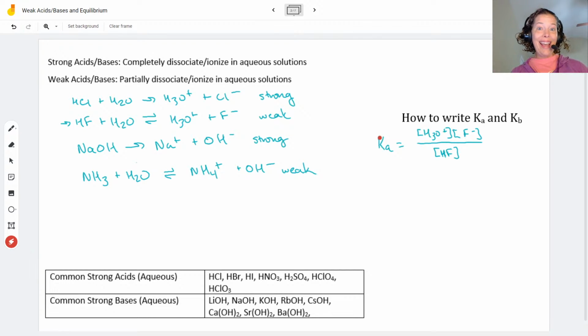This is why we call them Kas and Kbs. It's not just for acid and base, but it's not just a plain Keq. It does include the value of the concentration of water. So they're kind of special.